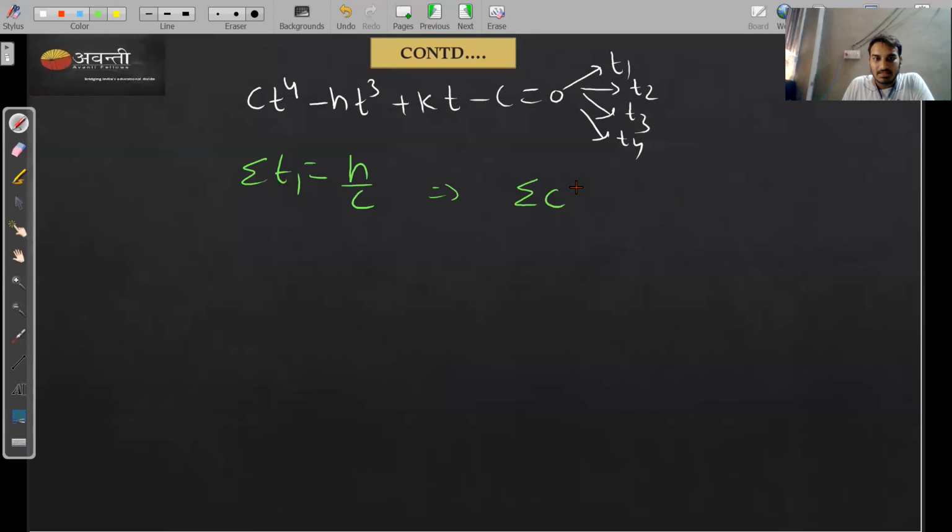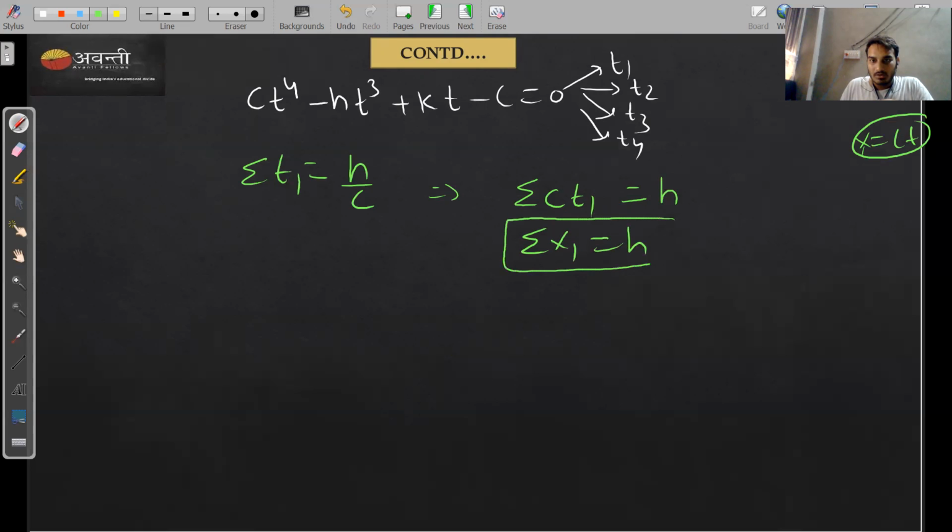So it becomes the sum of ct1, which is equal to h, and ct1 is what? It is the x coordinate, right? The general x coordinate is ct, right? So this is the summation of four coordinates, so this is the summation of x1, which is h. Okay, so let's call this equation 1.